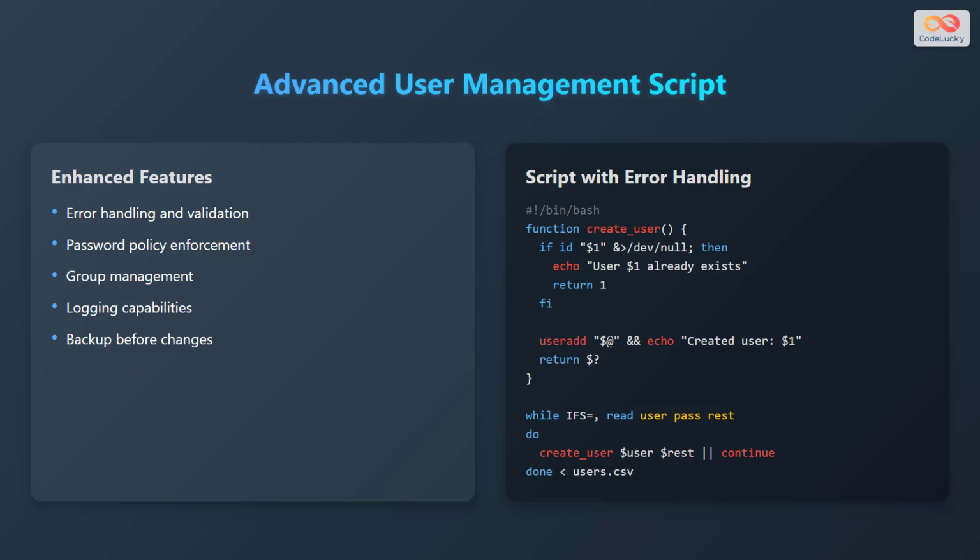The create_user function checks if a user already exists before attempting to create a new user. If the user exists, it prints an error message and returns 1. Otherwise, it proceeds to create the user using the useradd command and prints a success message. The main loop reads user data from a CSV file and calls the create_user function for each user.